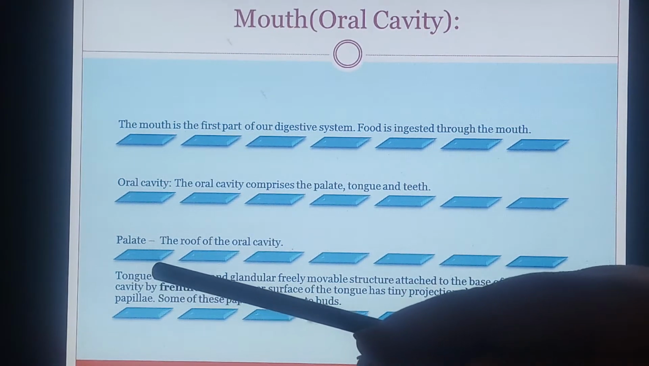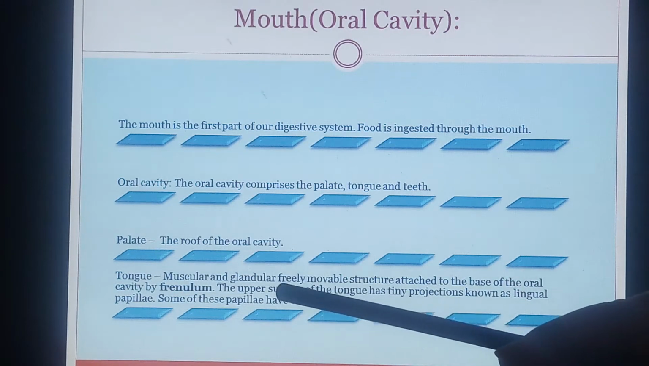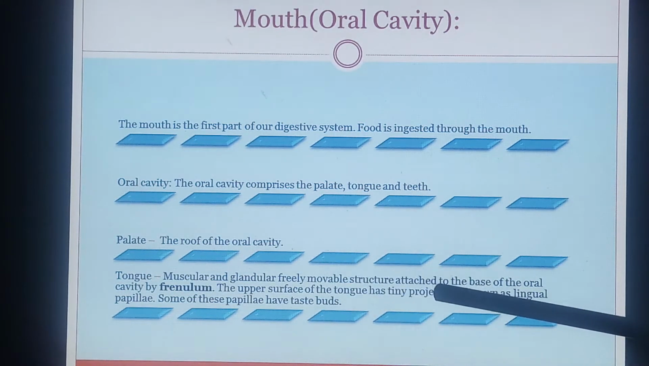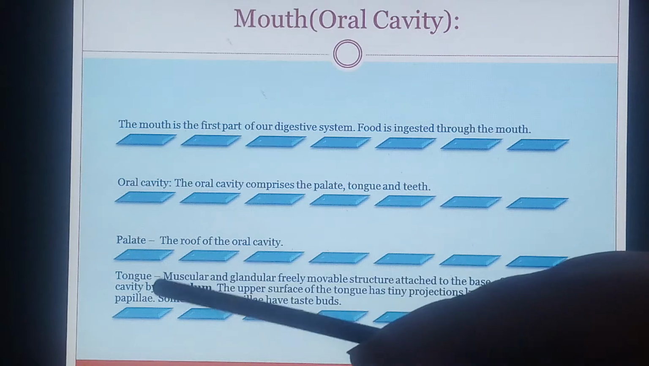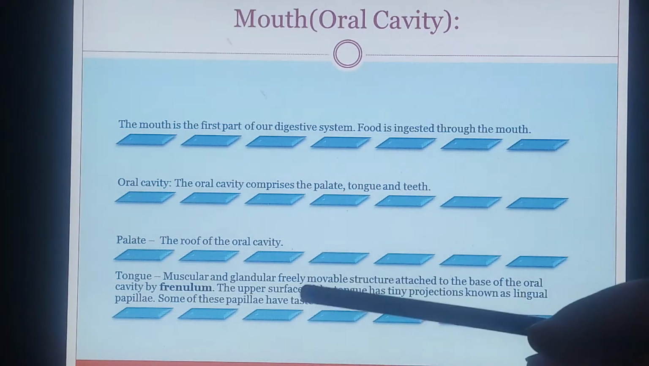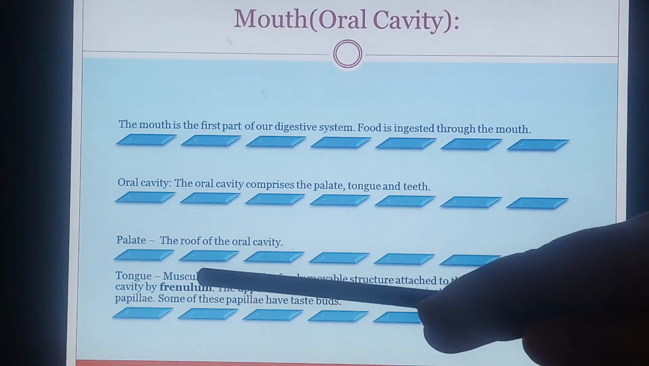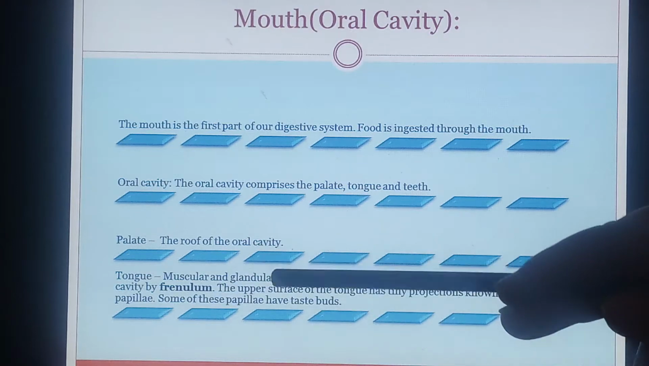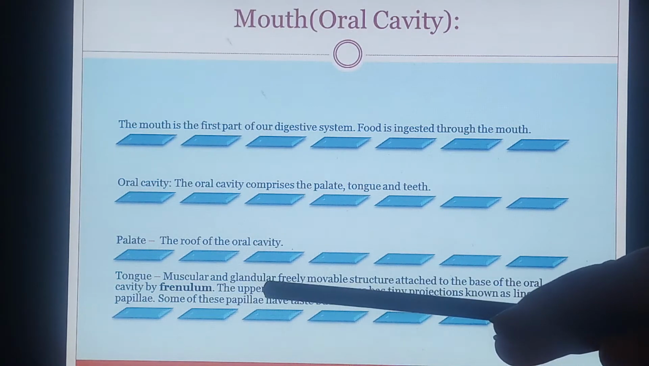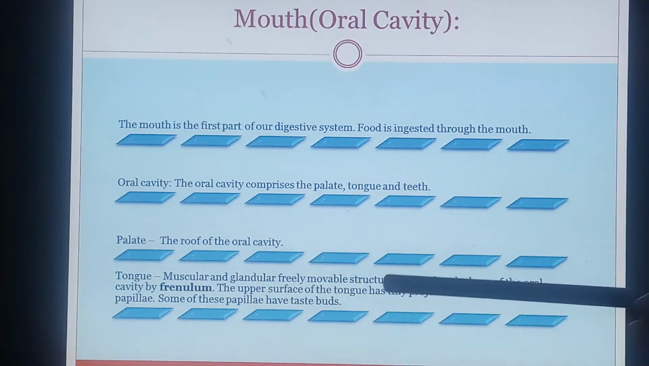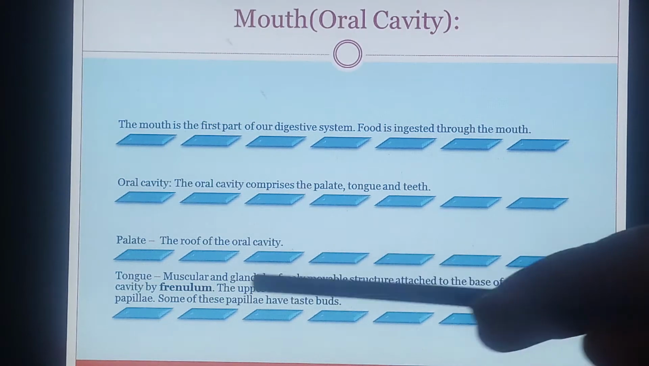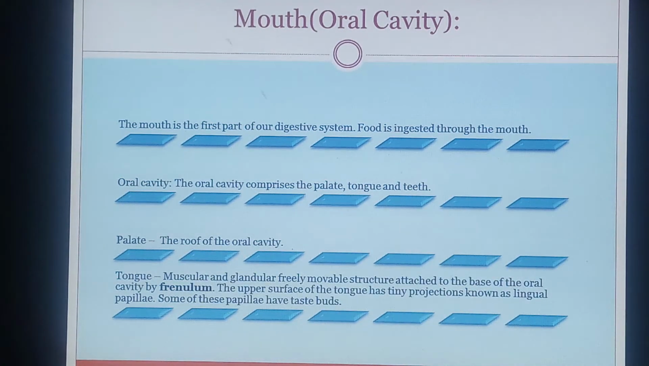Then the tongue is a muscular and glandular freely movable structure attached to the base of the oral cavity by the frenulum. It is a muscular structure, as you are aware of your tongue. It is glandular because some glands are present on it. Then it is attached to the base of the oral cavity. When you lift your tongue upward, you will find an attachment there. That attachment is called the frenulum.